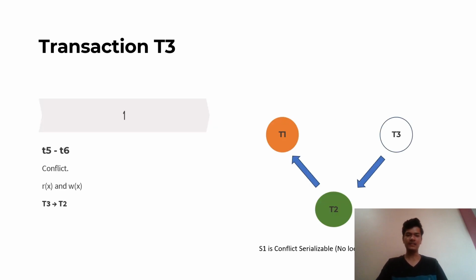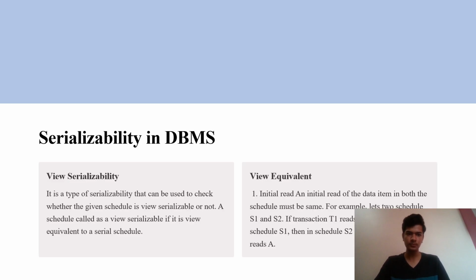And in the final transaction T3, there is a conflict in t5 and t6 in write X and read X. So an arrow from T3 to T2 is drawn, which was drawn earlier. So we did not draw any other arrow. Now, since the precedence graph does not have a loop, the schedule S1 is conflict serializable, which can be serialized.